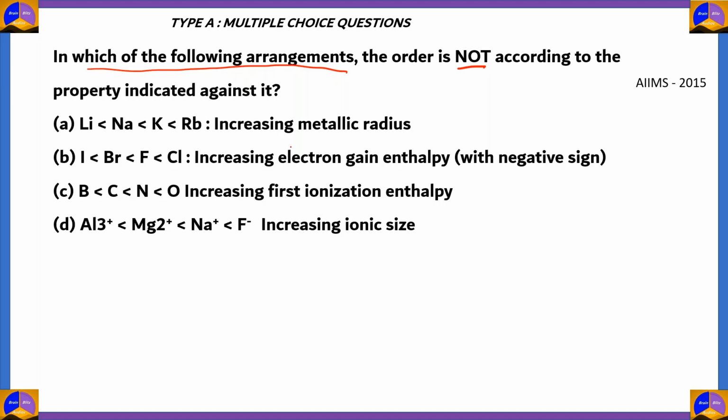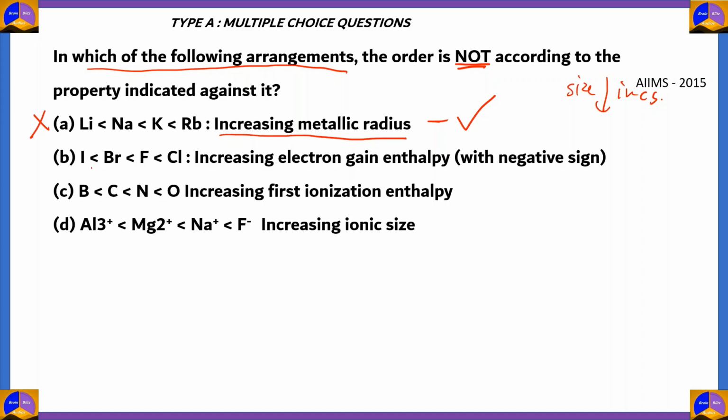We need to find out which of these has the right explanation to the order given. For option A, lithium less than sodium, less than potassium, less than rubidium, and it's given increasing metallic radius. So as we go down the group, the size increases. So therefore, the metallic radius of group 1 will increase as we go down the group. Lithium is at the top, rubidium is at the bottom, and sodium comes after lithium, potassium comes after sodium, so therefore this order is correct. And that's why the option becomes incorrect. We need to find which of them is not according to the property.